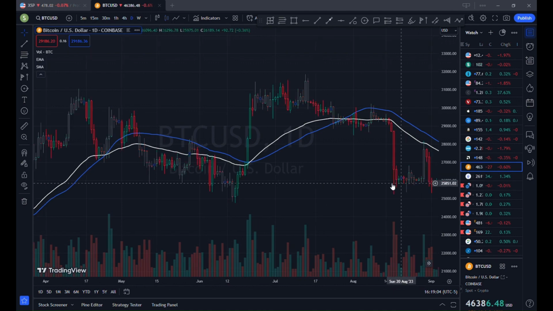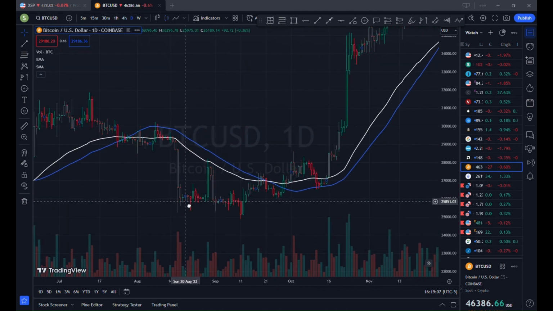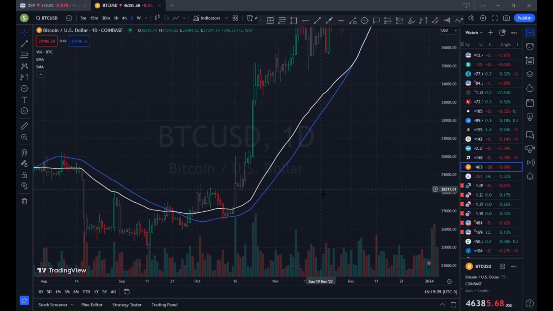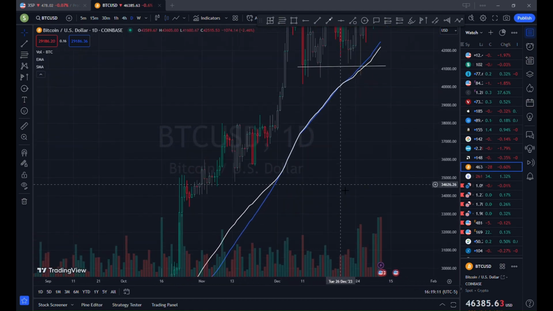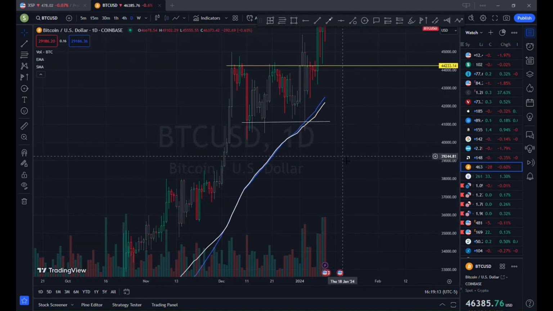But essentially, the biggest difference between exponential and simple moving averages is how they react to the price action of the charts. And if you notice, it's not a lot of difference. It all depends on you and how you see the charts and how you see the price action.